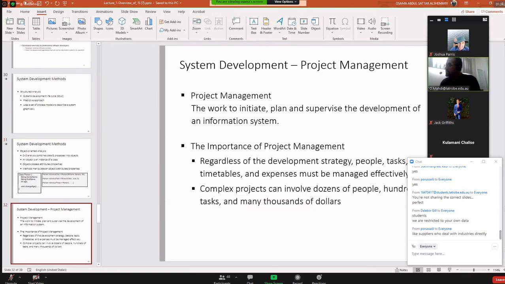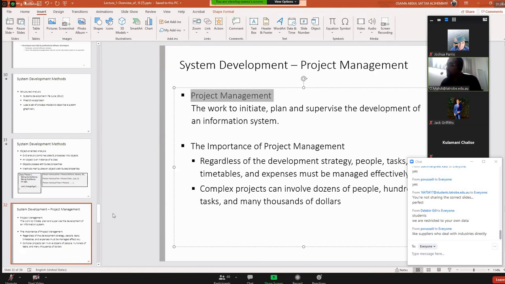And what else? System development, project management. Of course, when we talk about project management, the work to initiate, you need to have a plan. You need to have a supervisor for the development of the information system. All these details, of course, you need to consider while you are dealing with or designing the information system.